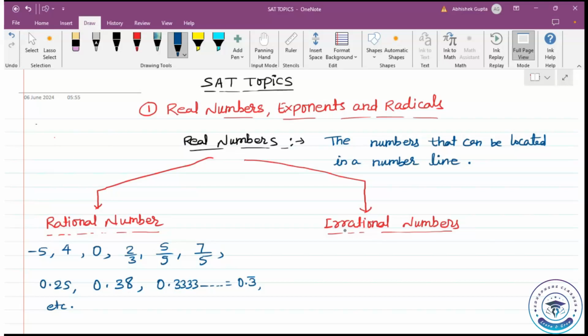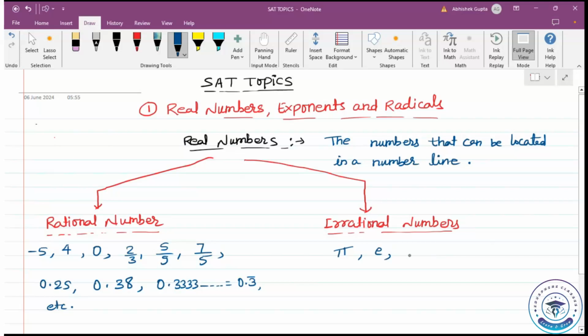If we talk about irrational numbers, then any number like pi, which has an estimated value of 3.14, but that's not the exact value. So it is always non-terminating and non-repeating. Similarly, e has an estimated value of 2.71, but again that is not the exact value. So again it is non-terminating and non-repeating.